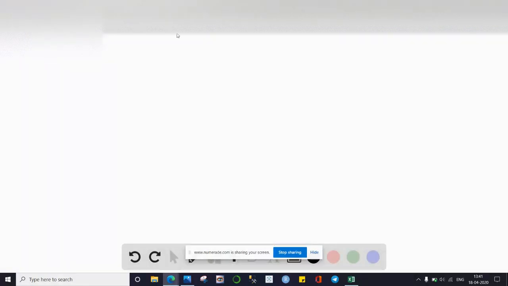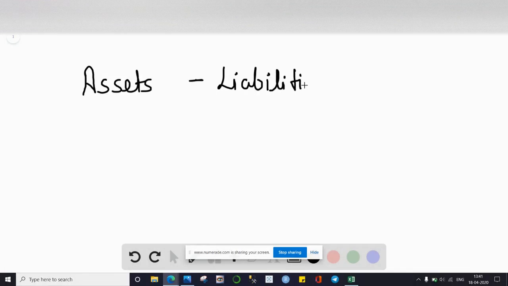Okay, so let's start the solution. But before that, we will draw our basic accounting equation so that we can understand clearly what the problem is saying and how we get our solution. As a matter of solution, this is the basic accounting equation we have in front of us.